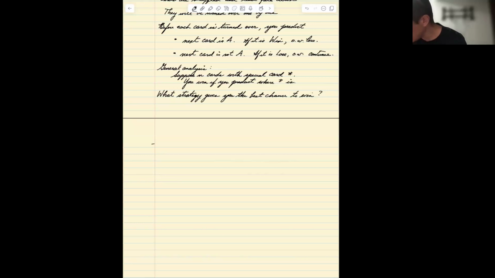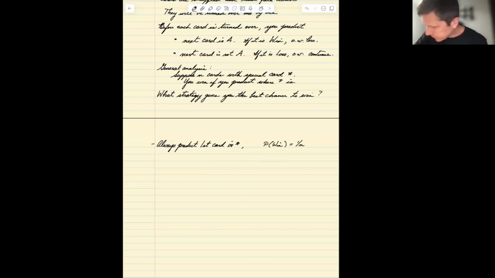So possibility number one: always predict that the first card is special. What's the probability I win in that case? Well, I'm going to win if the first card is special. There are n cards, so assuming the cards are well shuffled, my chance of winning is 1 in n.